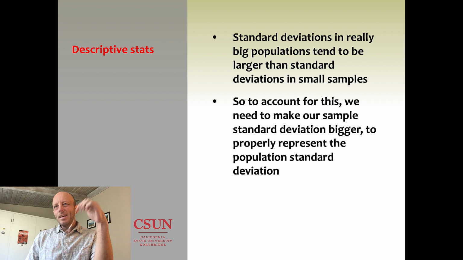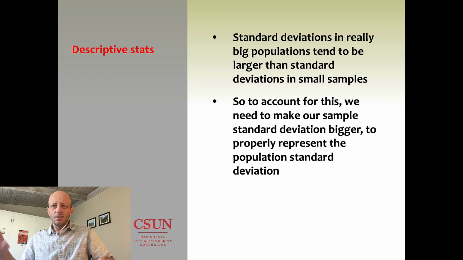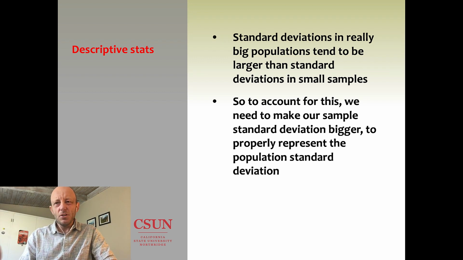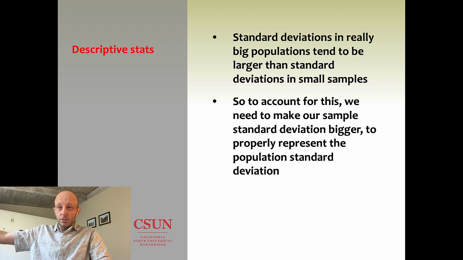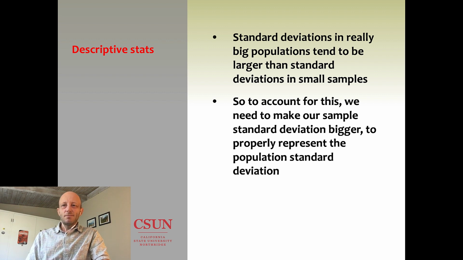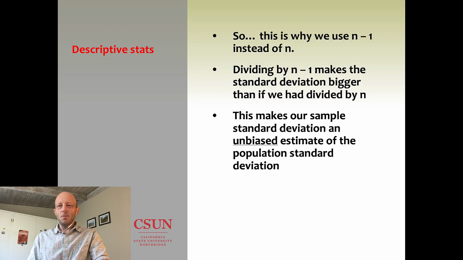So in a sample, the standard deviation is typically going to be smaller, right? There's less people, so there's less variation. If we're just taking a few days in Northridge in that temperature example, it's probably not going to be as much variation as if you took a few years, right? So to account for this, we're making this adjustment and we're subtracting 1 in the bottom part of the fraction here.